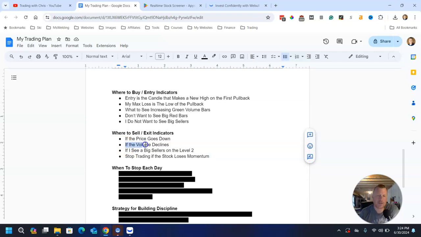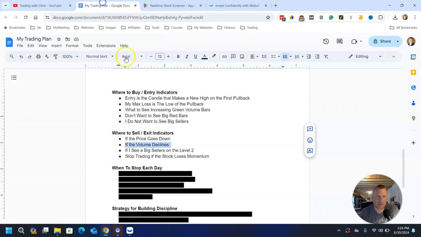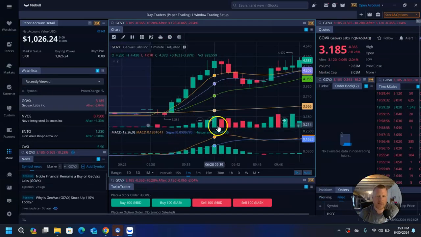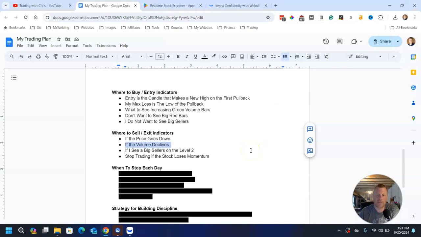If volume declines, meaning, let's go back to this one right here. If we saw this big volume bar and it was starting to slope down, what that tells me is that the volume is moving away from the stock. People are not buying, and it's more likely that we're going to see some bigger volume come in from sellers. So we don't want to get in then. If you see a big seller on the level 2, I talked about that, we definitely don't want to get in the trade.